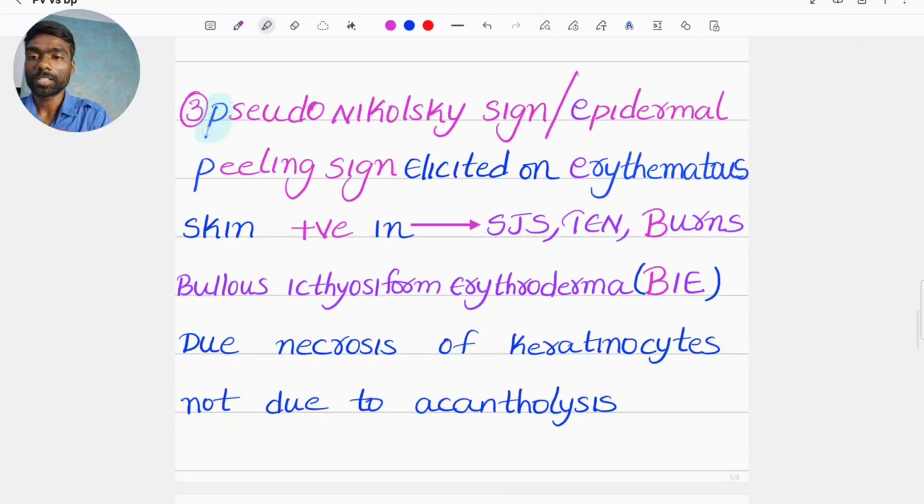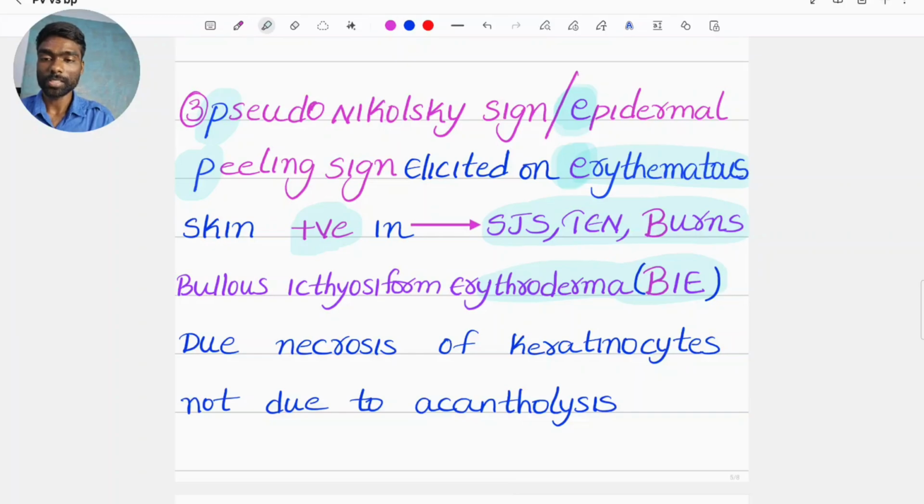Next, pseudo Nikolsky sign. It will be similar to Nikolsky, but it is not a Nikolsky sign, also known as epidermal peeling sign, elicited on erythematous skin. There, Nikolsky for normal skin. Here, epidermal peeling sign for erythematous skin. Positive in SJS, TEN, bullous ichthyosiform erythroderma.